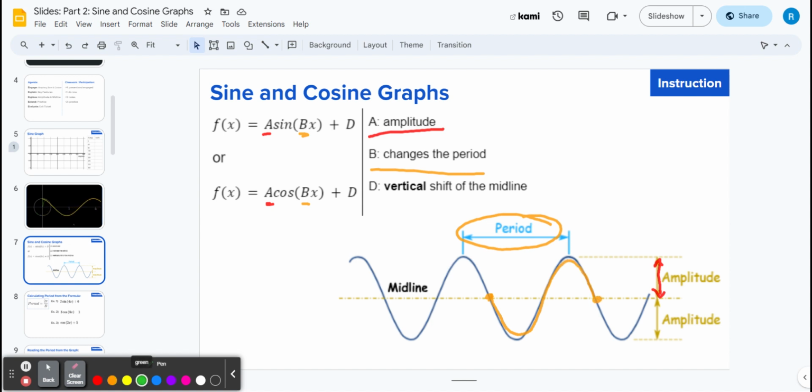And finally, D, which is that vertical shift of the midline. And our midline is right here. And so basically wherever that shows up on our y-axis, that is going to be the equation we have for our midline. So that's just a quick review of what we've been talking about.